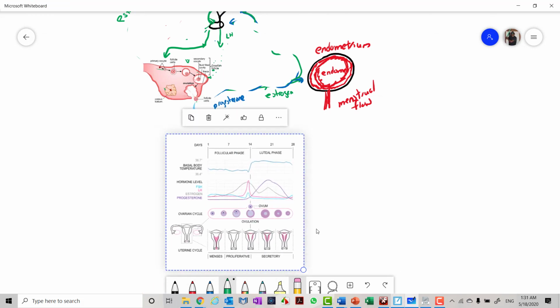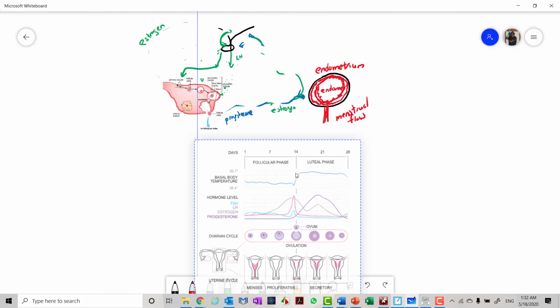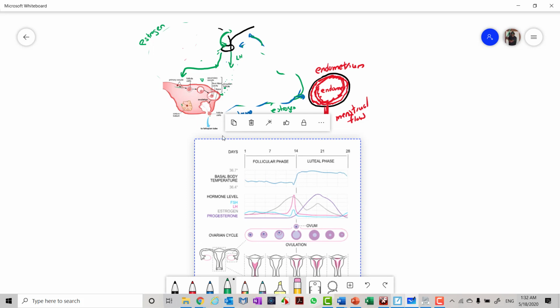All right, so let's try to match up what just happened with this graph. So we have the release of luteinizing hormone. And so the luteinizing hormone is represented by this pink. The blue is representing the follicle stimulating hormone. So the follicle stimulating hormone, over the course of time, it's released, and it's pretty constant.